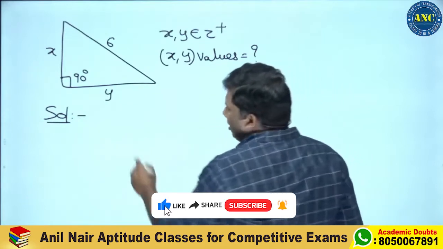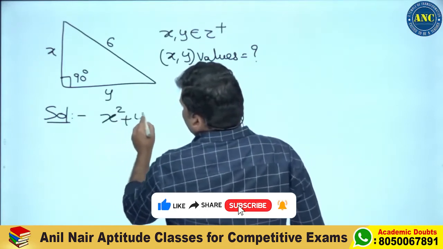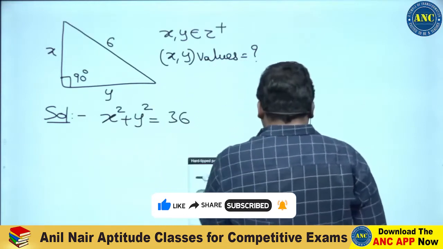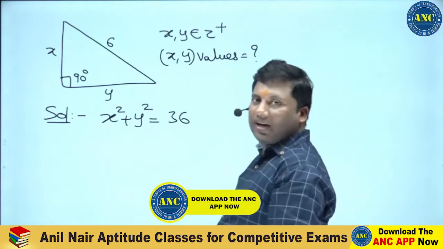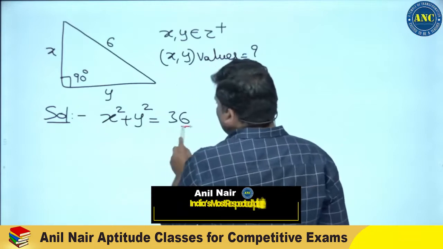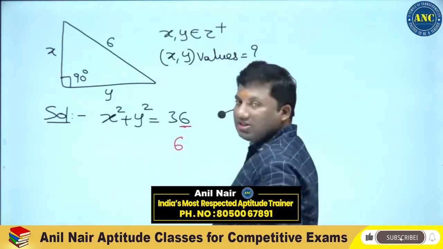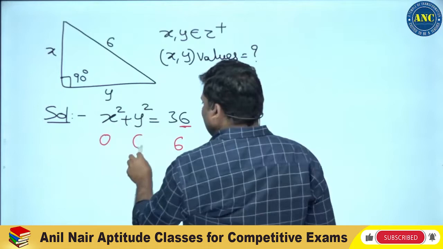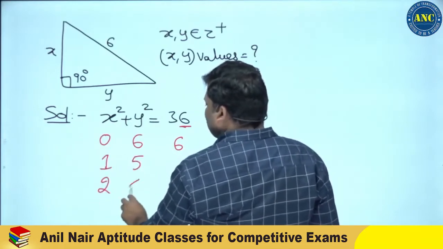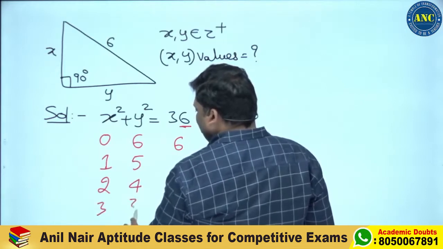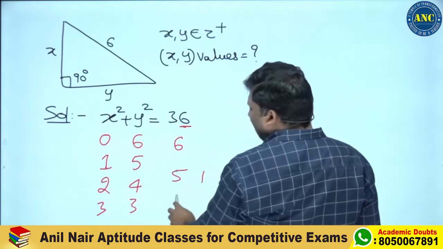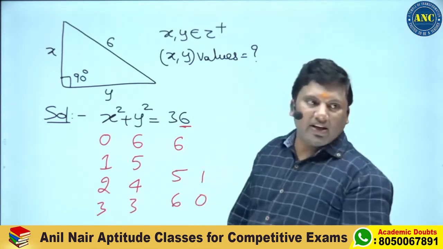Side squared plus height squared is equivalent to hypotenuse squared. x squared plus y squared equals 36. The right hand side unit digit is 6. 0 plus 6 is 6. 1 plus 5 is 6. 2 plus 4 is 6. 3 plus 3 is 6. 5 plus 1 is 6. 6 plus 0 is 6.